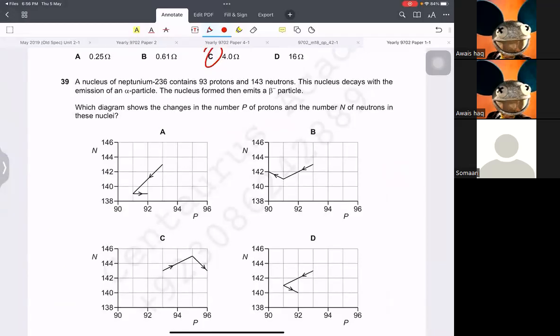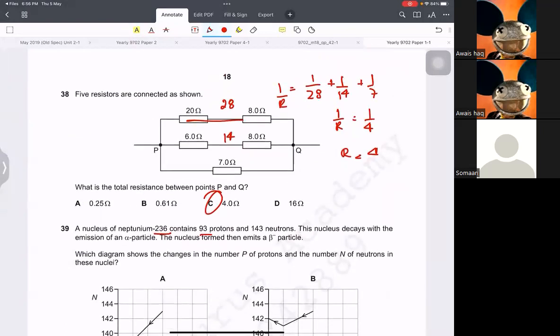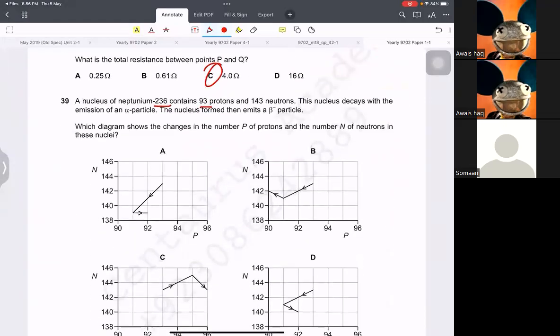A nucleus of neptunium. Sir, can you scroll up please? Yes, please. Okay, sir. A nucleus of Neptunium-236 contains 93 protons and 143 neutrons. The nucleus decays with alpha emission, beta particles.